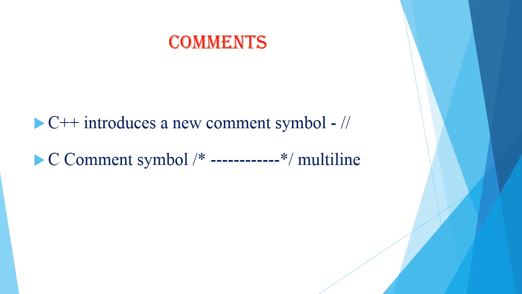Next is the comment statement. In C, we use the comment symbol slash asterisk, and the line ends with asterisk and slash. This is used for multi-line comments. And in C++, double slash is used to specify the comment.